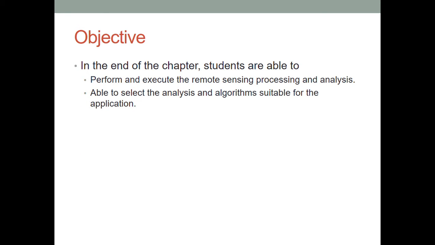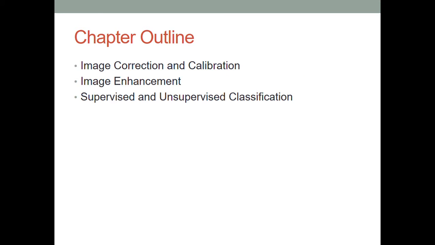In this chapter, the objective is that students are able to perform and execute remote sensing processing and analysis, as well as select the analysis and algorithms which are suitable for the application. There are three main chapter outlines. The first one will be image correction and calibration, in the first video. For the second video I will talk about image enhancement, and the last part, the third video, I will discuss supervised and unsupervised classification.